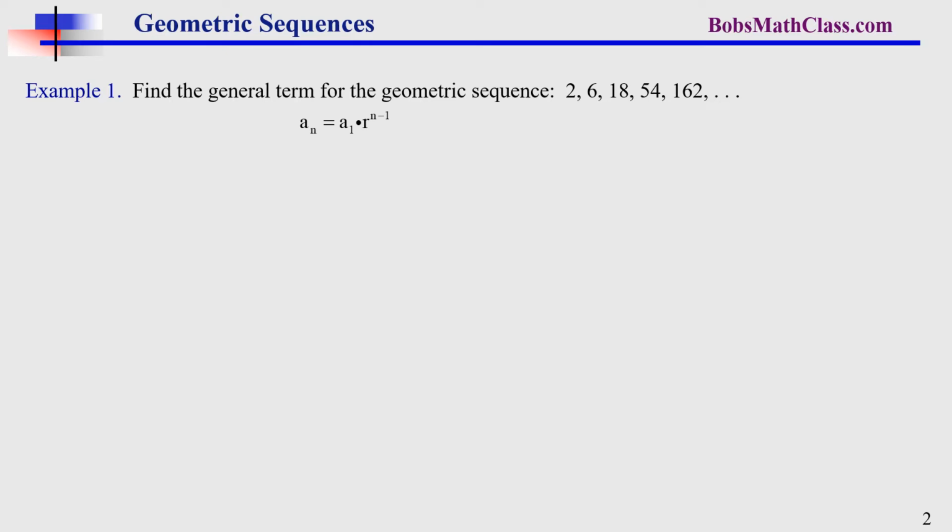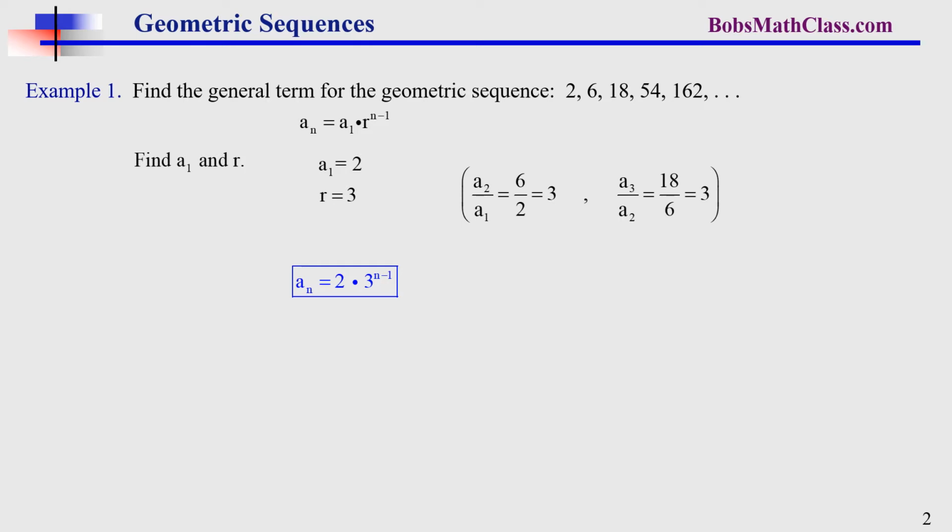So here's our formula. a_n equals a1 times r to the power n minus 1. We need to find a1 and r. So what's our a1? a1 is 2, the first term. How about r? Right, r is 3. Again, it's a term divided by its previous term, so 6 divided by 2 is 3. 18 divided by 6 is 3. You could keep going if you wanted to.